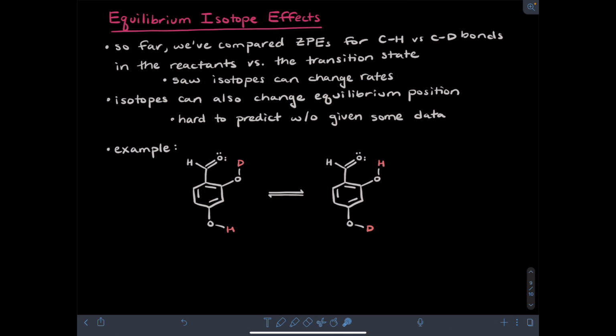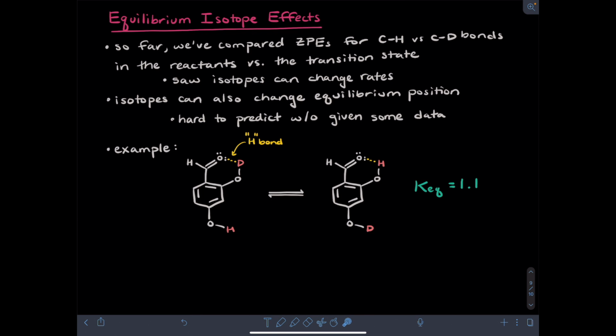Let's consider the following equilibrium. In each molecule, I have an aldehyde, an OH group, and an OD group. And the difference is in the placement of the hydrogen versus the deuterium of my alcohol groups. This becomes interesting because the aldehyde that is ortho to one of the alcohols can hydrogen bond with the OH or OD group at this position. I'm calling this a hydrogen bond, but really in this case it could better be called a deuterium bond, but that term is a little bit weird.